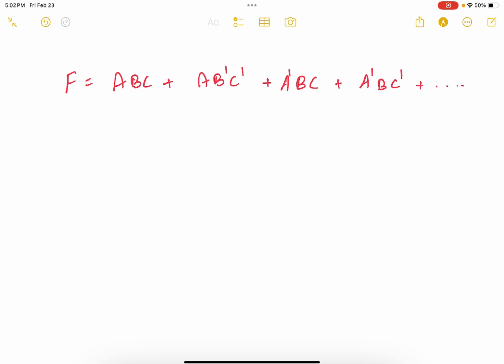Assume that you have a Boolean expression of the form ABC or AB'C' or A'BC or A'BC' and so on. Okay, now it's very difficult to come to the simplified equation using Boolean laws or theorems.